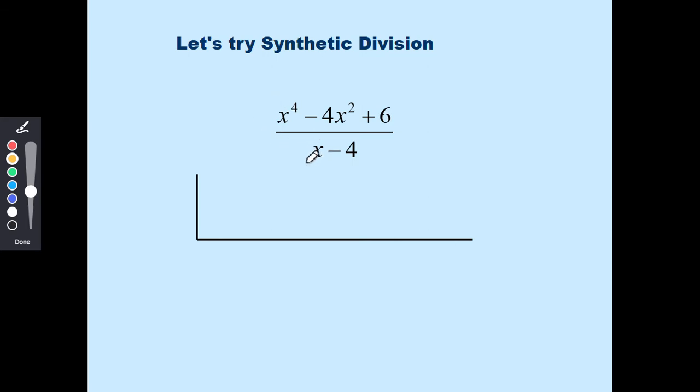And this expression down here is a degree 1 because this term has the highest degree, and the degree of this term is 1. Alright?